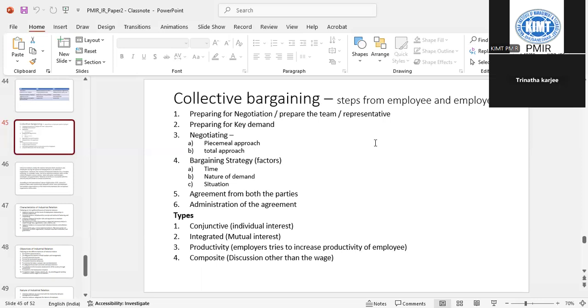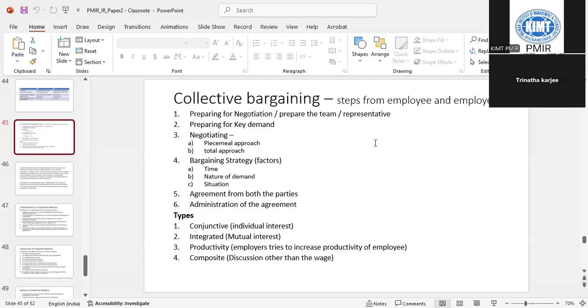Then we also discuss the different types of collective bargaining. Conjunctive bargaining, integrated bargaining, productive bargaining, composite bargaining. These are the four major types we discuss. Conjunctive is where each party individually has their own interests. Suppose you have a conflict with me, then I will see my interest, you will see your interest. That is conjunctive bargaining.